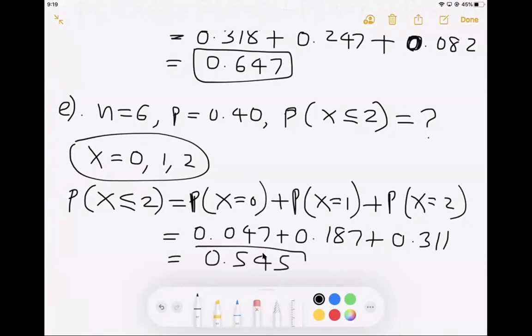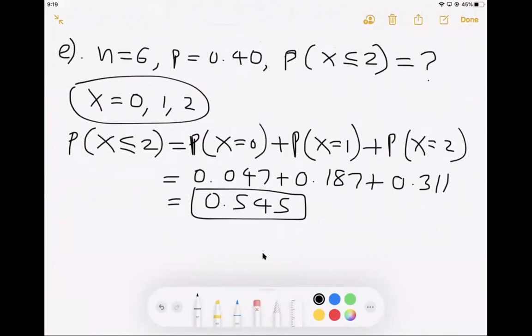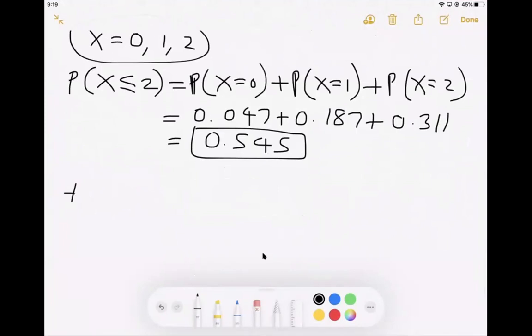0.545. Okay, so this is the answer for part E. Then we have a special question. Okay, I will read. A student takes an 8-question true-false exam and guesses on each question. Find the probability of passing if the lowest passing grade is 6 correct out of 8. Okay, so that is the question.